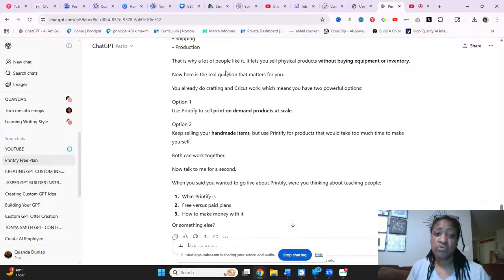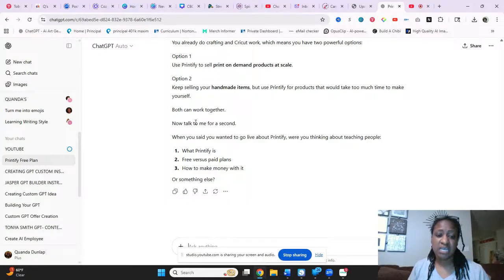Now, here's the real question that matters for you. You already doing crafting and Cricut work, which means you have two powerful options. Option one, use Printify to sell print on demand products at scale. Two, keep selling your handmade items, but use Printify for products that would take too much time to make yourself. Both work together.